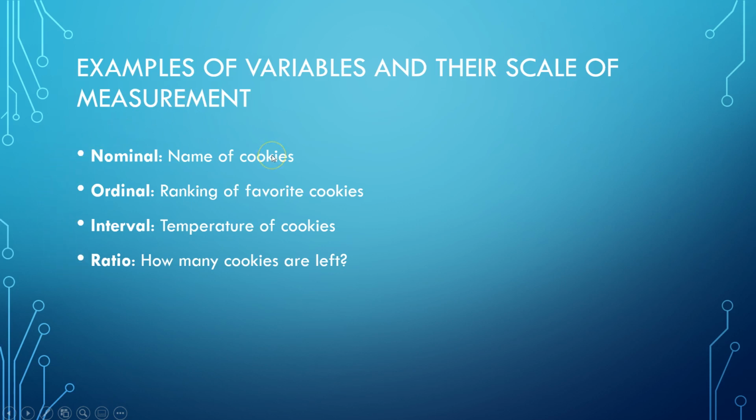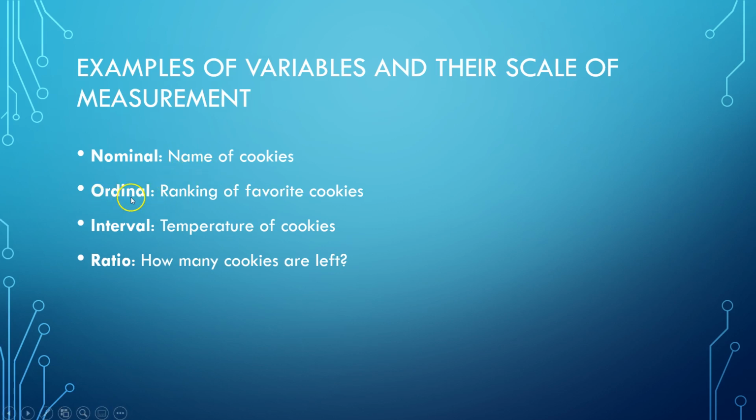If we were doing a cookie study, and who would not want to do a cookie study, in a nominal way, I could ask you, what's your favorite cookie? And you're going to tell me Oreo, chocolate chip, oatmeal raisin, the little pink and white circus cookies, I don't know. You're going to tell me a name. And that's a nominal way to measure cookies.